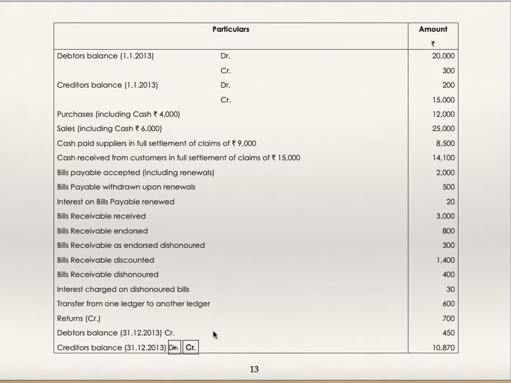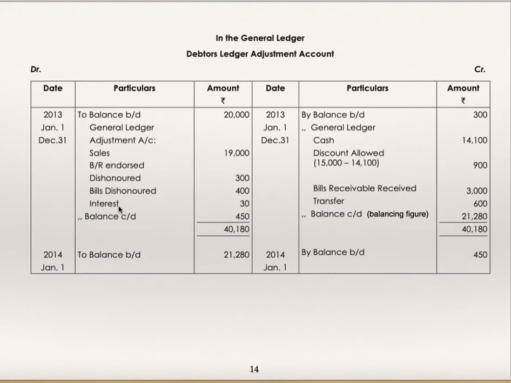Closing balance of debtors 450 and creditors closing balance 10,870. This debit is wrongly given. It should be credit. First we'll see debtors balance, closing balance credit. So credit side is more. It is to be written on the debit side of debtors account, 450. To balance carried down 450 and by balance carried down 21,280. It is the balancing figure.